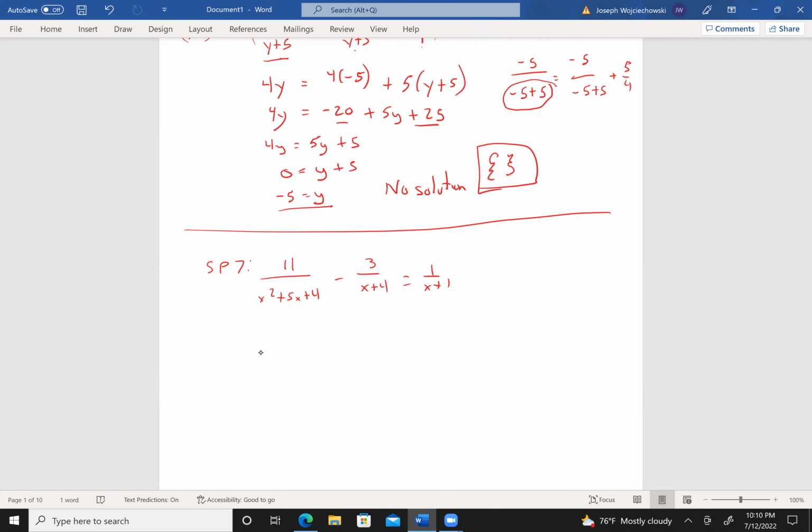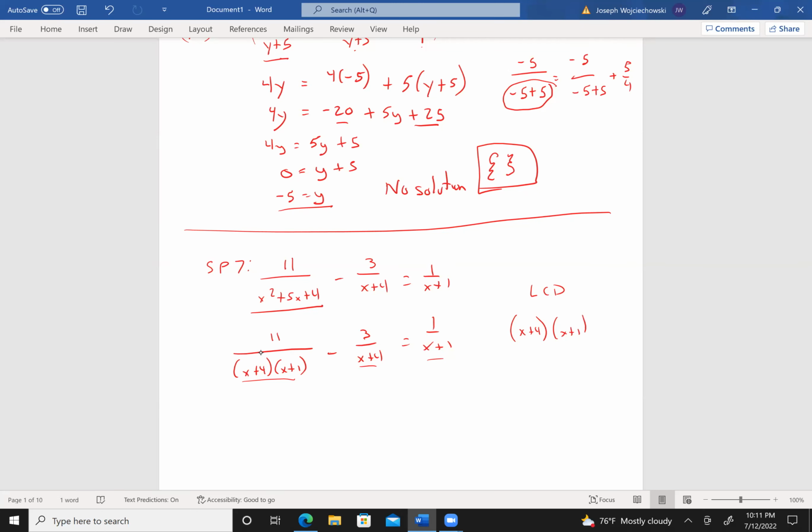So now I have to look at this. Okay, well, first of all, I need to factor this. So let's look at that. And if you look at that, that is x plus 4 times x plus 1, minus 3 over x plus 4, equals 1 over x plus 1. So my least common denominator is x plus 4 times x plus 1. That covers this. X plus 4 covers that. X plus 1 covers that. So we are in good shape.